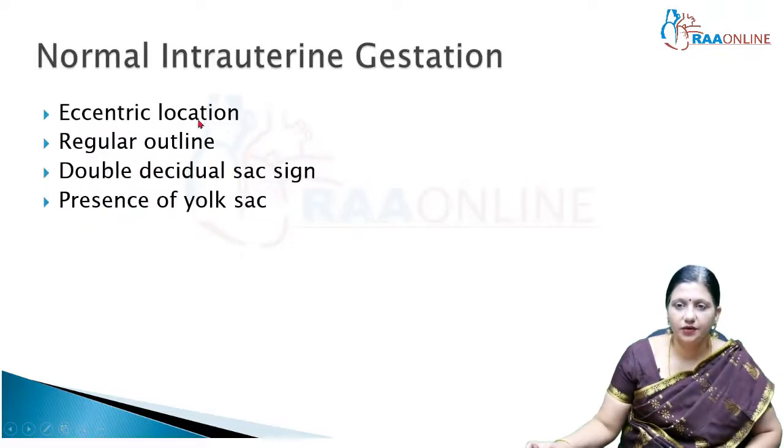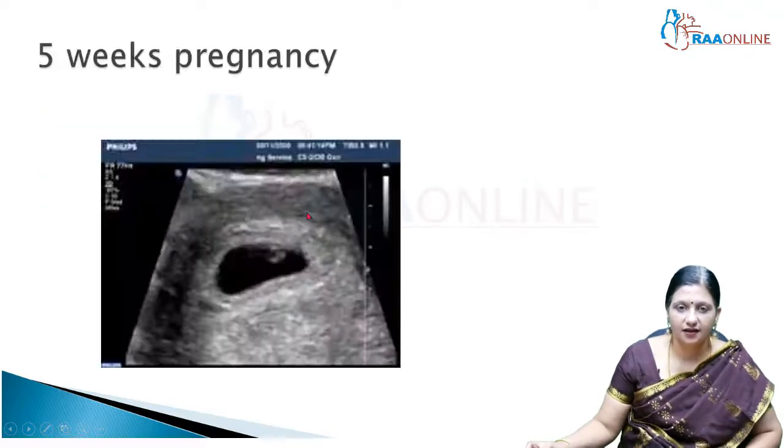Now, how does a normal intrauterine gestation look? It may not be located exactly in the center; it may be located near the fundus, near the posterior wall or near the cervix. It is usually regular in outline, and sometimes a yolk sac can be identified. Sometimes you may confuse it with the double decidual sac sign or a twin pregnancy, but mostly we should be able to delineate the yolk sac.